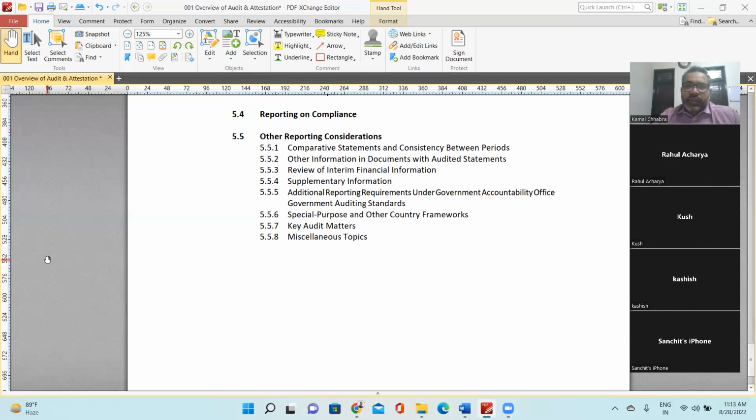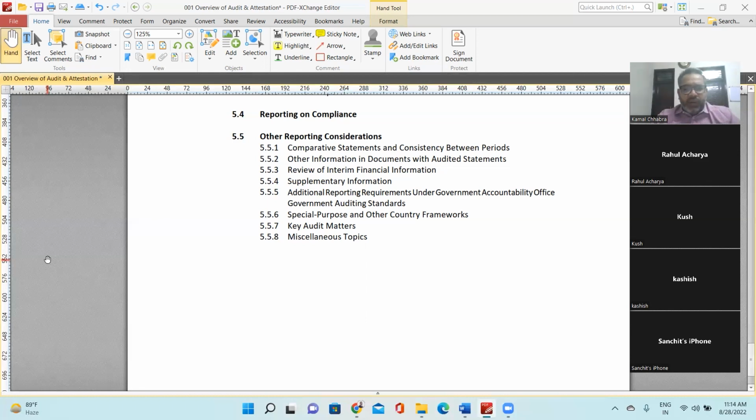Those risk areas are generally considered as a key audit matter or critical audit matter, and as an auditor it's our responsibility to communicate that through our report. It's not a qualification, but just a matter which the auditor has identified as significant in terms of risk and magnitude, which they want to bring to the attention of the users of the financial statements. And then certain miscellaneous topics. So these are all the things we're going to cover today.